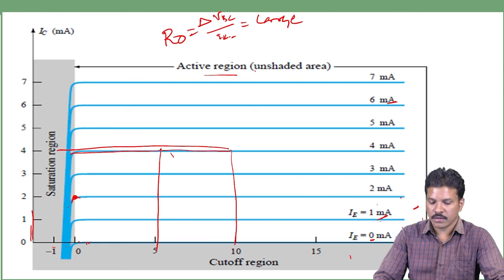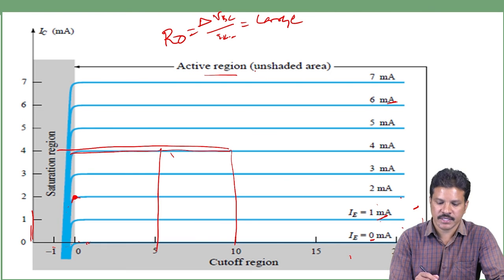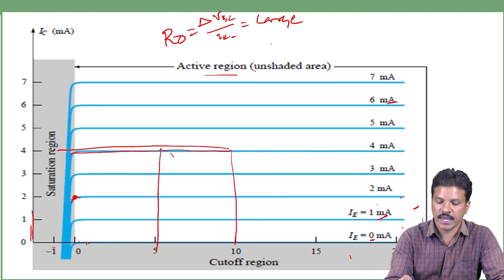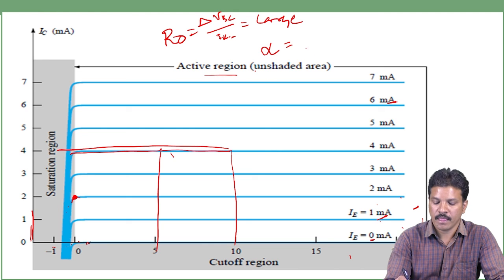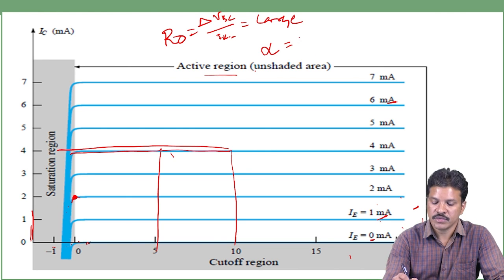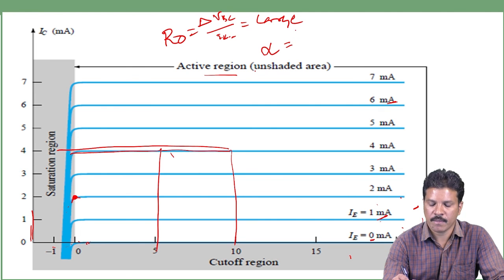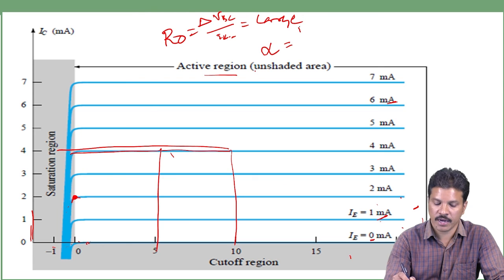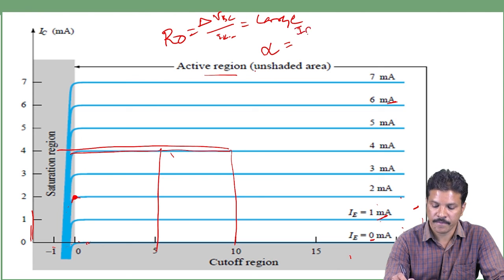Okay. And also one more important thing is, in the output characteristics we can get the gain. The gain in the common base configuration is called alpha, and I will explain what is the definition of alpha. So gain in the output characteristics is output current by input current. What is the output current here? IC. And what is the input current? IE.